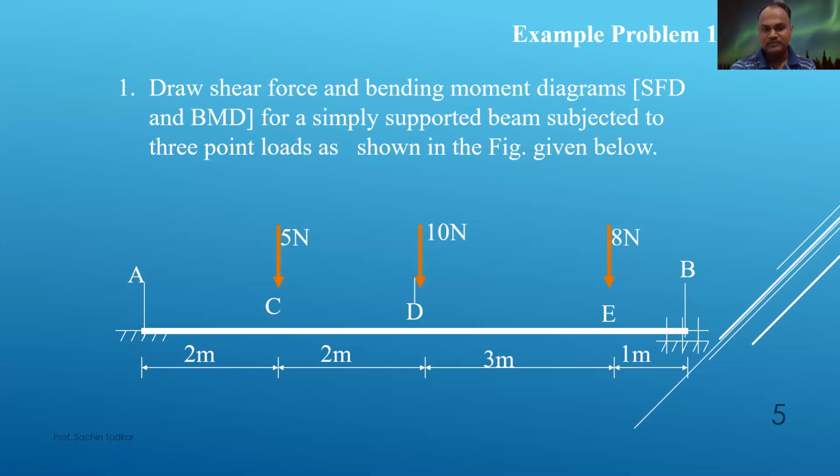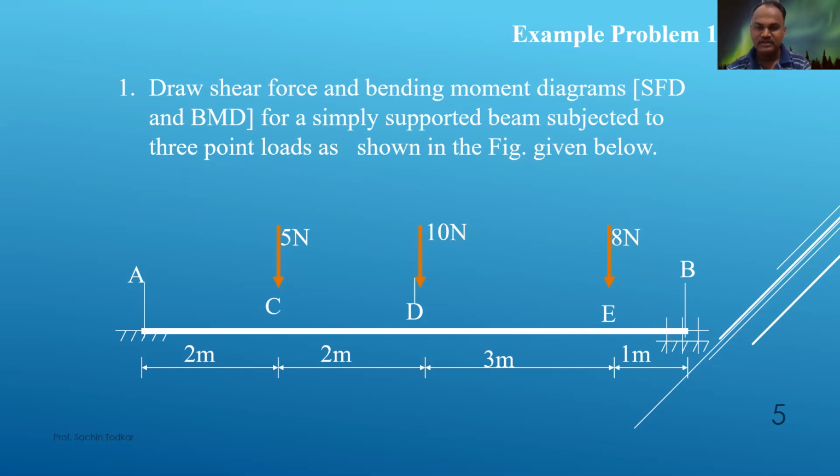I have taken some numericals in class also, so those who have attended classes will get to know. First thing is to calculate the reactions with the equilibrium equations. And equilibrium equations are very simple. These are: summation of all the forces in y direction must be equal to 0, and summation of all the moments at any point must be equal to 0, to keep the beam in equilibrium position. So these two equations we need to calculate the reactions.